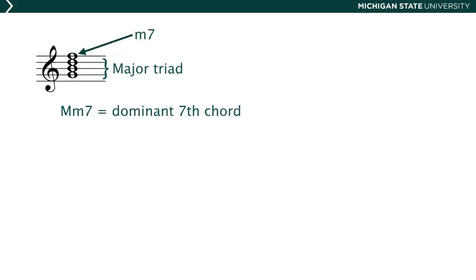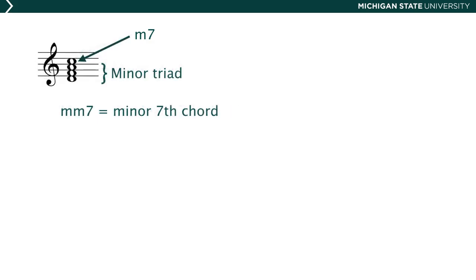The chord built on the 5th note of the scale is a major triad topped with a minor 7th. Its long name is major minor 7th. Its short name is simply dominant 7th. Dominant is the name for the 5th scale degree, which is the root of this chord. The chords built on the 2nd, 3rd, and 6th notes of the major scale have a minor triad on the bottom, topped with a minor 7th. So this is a minor minor 7th chord, also called simply a minor 7th chord.